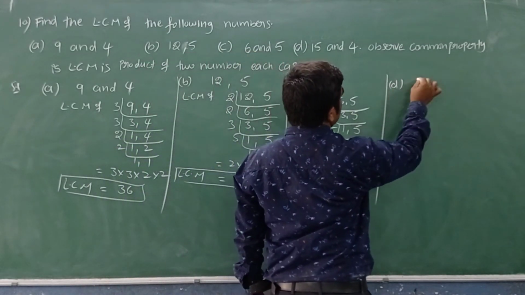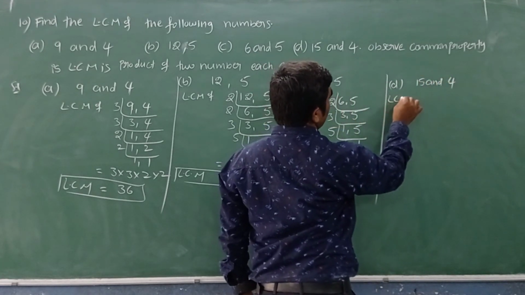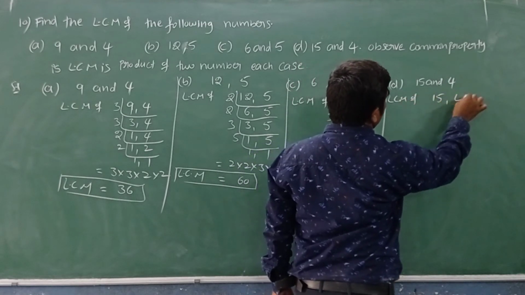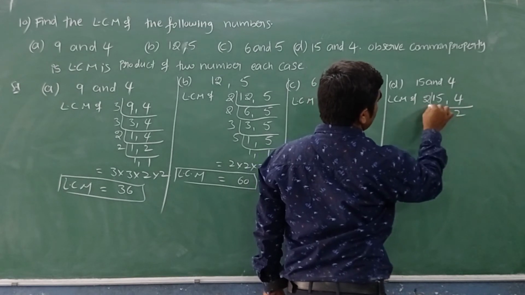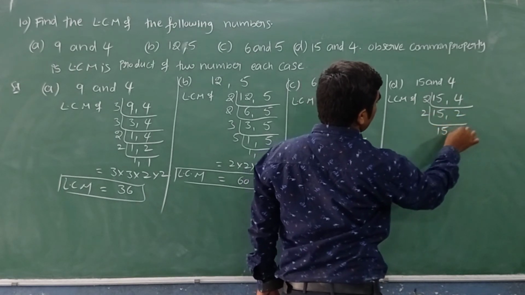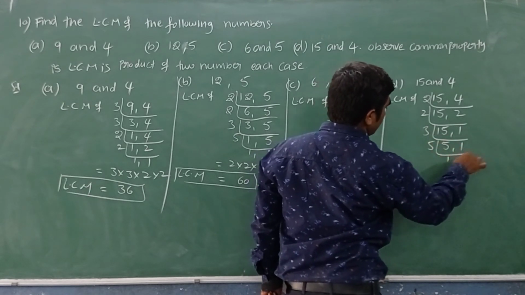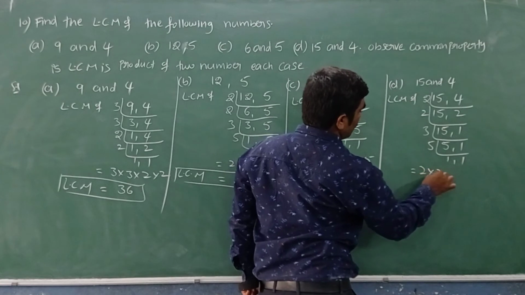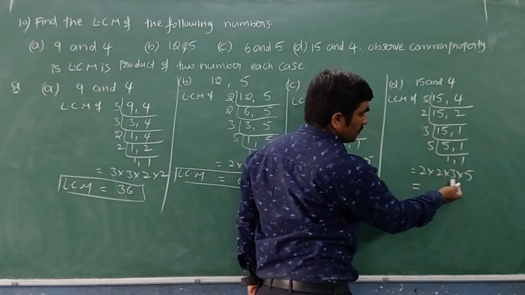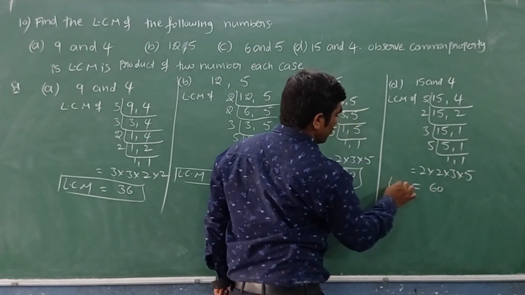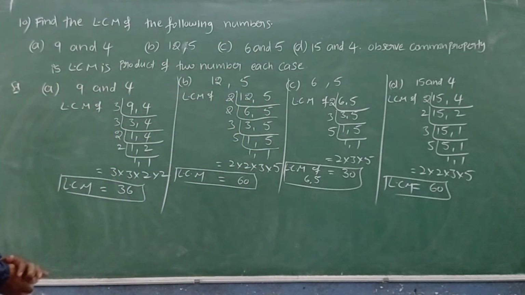Now similarly we go for the last one, D, which is 15 and 4. Let us find the LCM of 15 comma 4. 2 table is possible in 4, in 15 not possible, so as it is. Again 2 table is possible in the 2, in 15 not possible. Now 3 table, 3 fives are 15. Again 5 table, 5 ones are 5. Now the LCM is 2 into 2 into 3 into 5. 2 twos are 4, 4 threes are 12, 12 fives are 60. The LCM is 60. We completed the LCM of A, B, C, D.